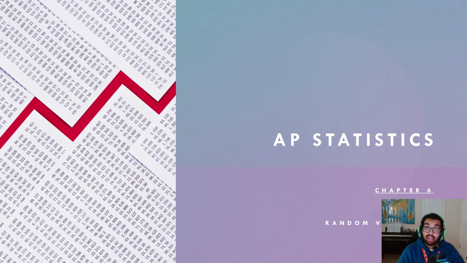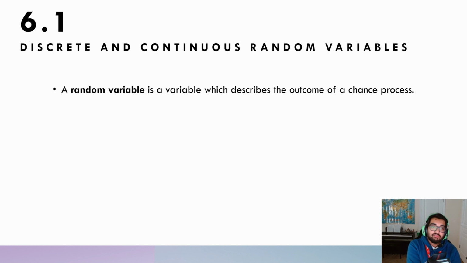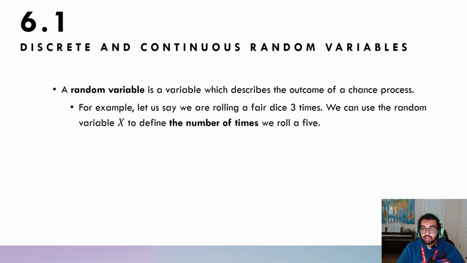We're discussing random variables. So, let's start by explaining what discrete and continuous random variables are and the difference between them. So, a random variable, let's start with that, is a variable which describes the outcome of a chance process. What does that mean? So, let's say we are rolling a fair die 3 times. We can use the random variable large X to define the number of times we roll a 5.